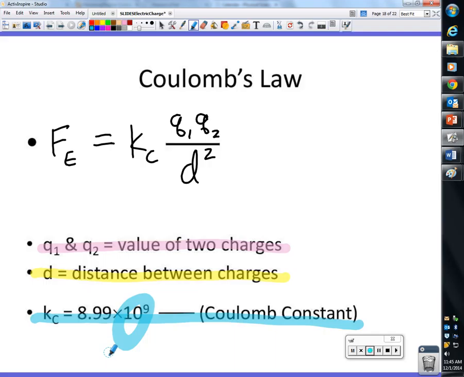More importantly than what those things mean, let's talk about those relationships. This is a fraction, and a fraction is a division problem. So the Q values are both in the numerator, meaning if we make them bigger, what happens to the answer of that fraction? If we make the numerator bigger, the answer gets bigger too, right?